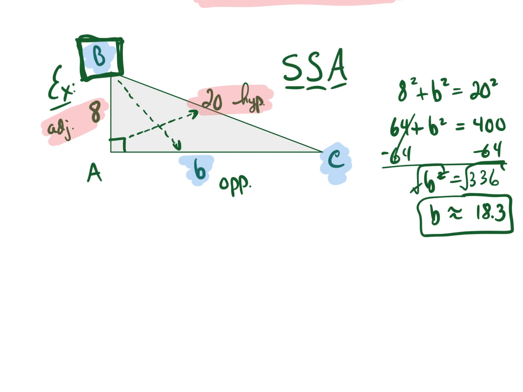Which trig ratio involves adjacent and hypotenuse? Adjacent, hypotenuse is cosine. So we use the cosine of angle B, and what cosine is equal to is the adjacent side divided by the hypotenuse. Our adjacent side is 8, and our hypotenuse is 20. Once again, we've created a trig equation. It has a trig ratio, cosine, and it's an equation that we want to solve.